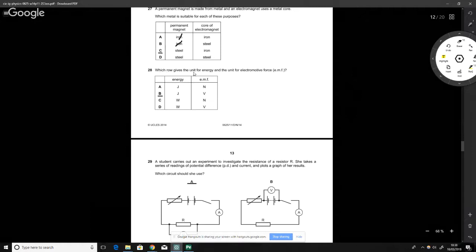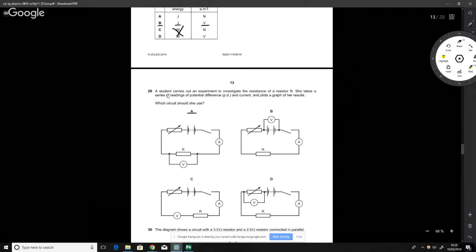Okay, which row gives you the unit for energy and the unit for electromotive force? It's a pretty straightforward one. We know that energy is J, joules. It's not watts. Watts would be power, so energy per unit time. And for EMF, we know that it is V. Newtons is a force.